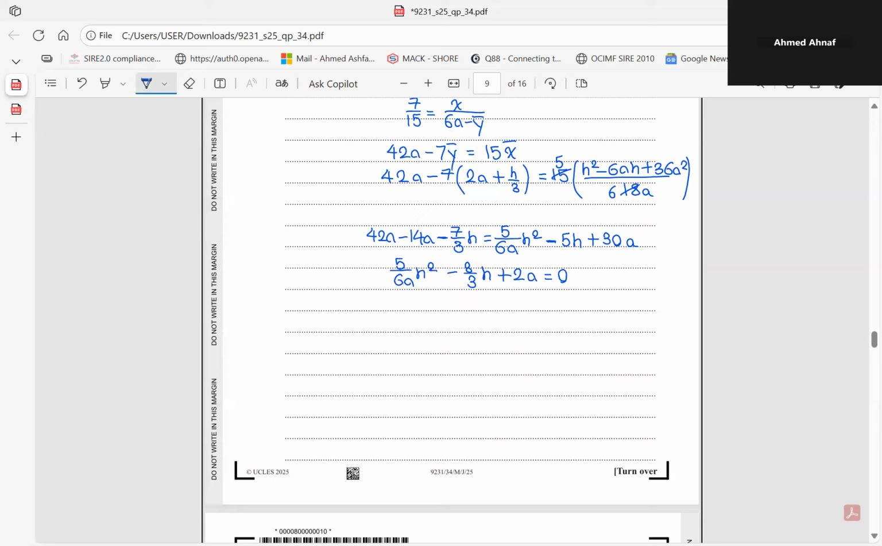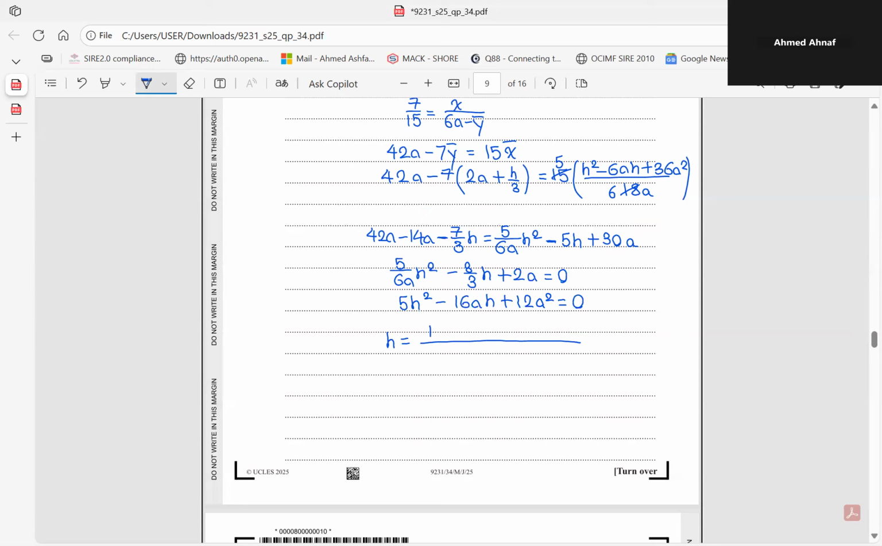All right, now let's multiply both sides by 6a. So you get 5h squared minus 8 over 3 times 6a, you would get minus 16ah plus 12a squared equals 0. Okay, now we're going to use the quadratic formula.